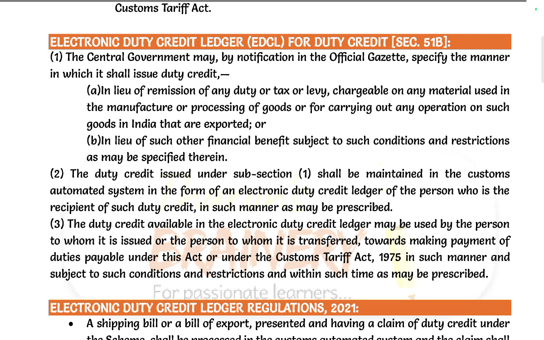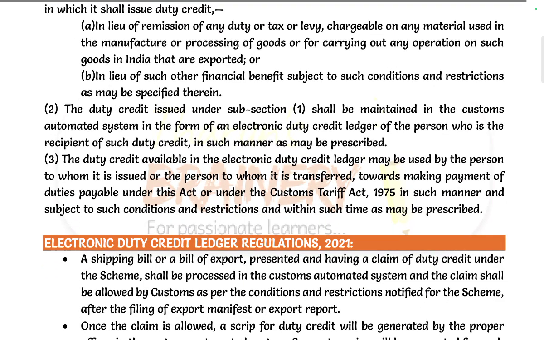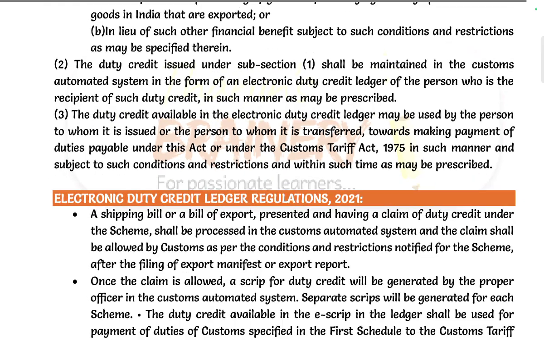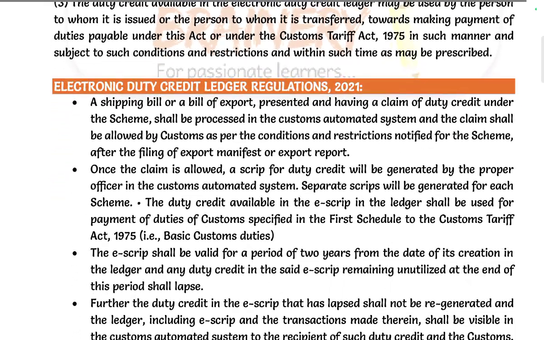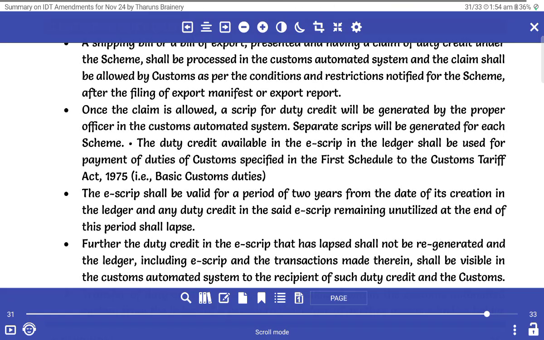The duty credit issued by the SBI shall be maintained on the customs automated system in the form of an electronic duty credit ledger, and the person who is a recipient of such a duty credit in such a manner as may be prescribed. The electronic duty credit ledger may be used by the person to whom it is issued, or the person to whom it is transferred, towards making payment of duties payable under the Customs Tariff Act 1975, in the manner, subject to such conditions and restrictions, and within the system as may be prescribed. Electronic Duty Credit Ledger Regulation 2021.